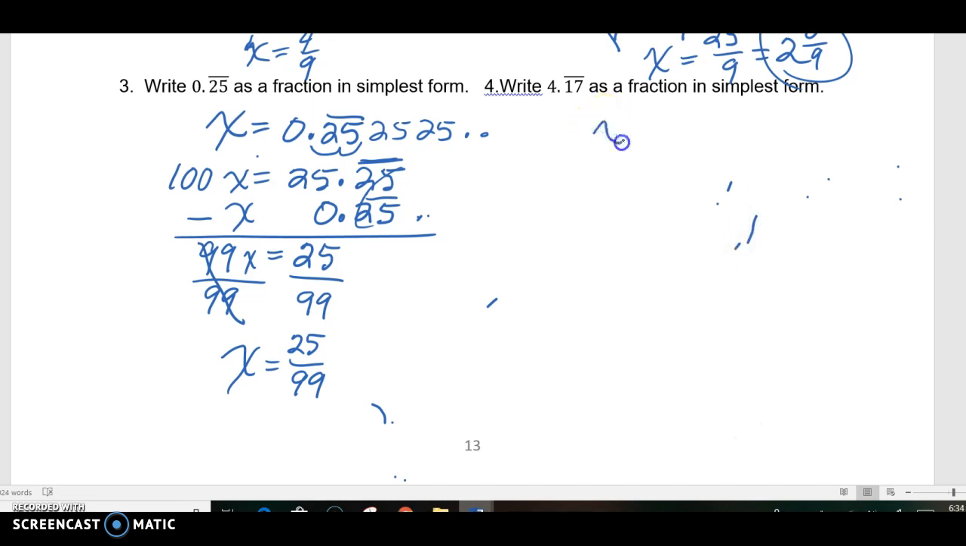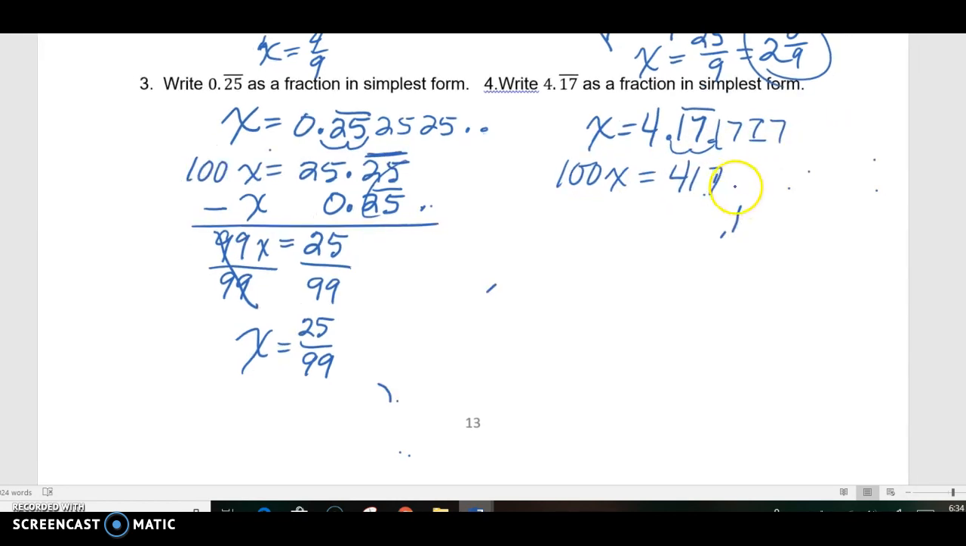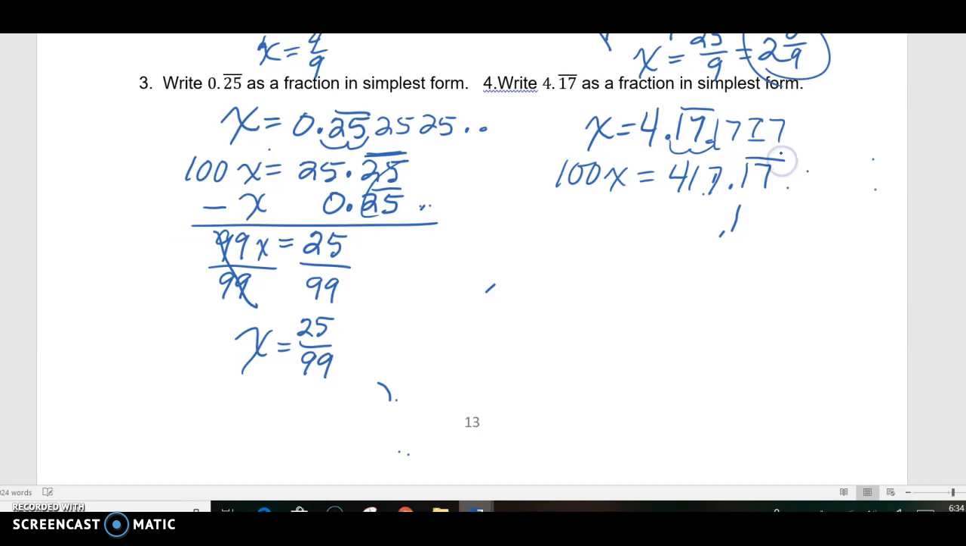This time, number 4 is x equals 4.17 repeating. So again, even though there's a whole number in front of the decimal point, only 2 digits repeat. So I'm going to multiply both sides by 100. Again, this swoops over twice, and this would be 17, 17, on and on and on. So it's 417.17 repeating. So you still have that repeating portion of the decimal after the 417.